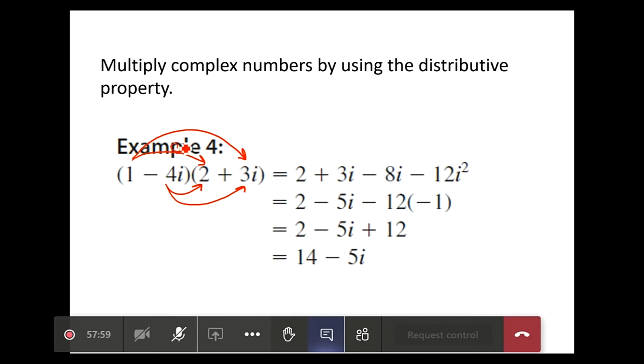Okay, so multiply each term in the first bracket with each term in the second bracket. This is number 1, this is number 2, this is multiplication number 3, this is multiplication number 4. 1 multiply 2, 2. 1 multiply 3i, 3i. Negative 4i multiply by 2, so we have negative 8i. Why? Because negative 4 multiply by 2 is negative 8, and put the i as it is.